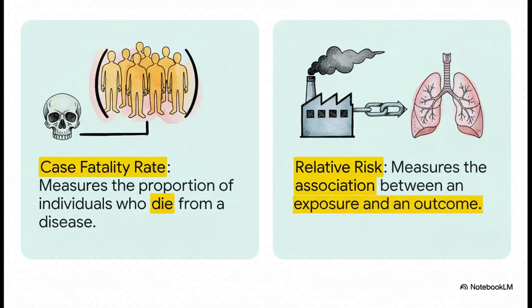All right, how about case fatality rate? This one sounds serious, and it is, but it answers a different question. It tells you once someone has a disease, how likely are they to die from it? It's all about the severity of the illness. It doesn't tell you a thing about what your risk was of getting that disease in the first place, which is exactly what relative risk is for.